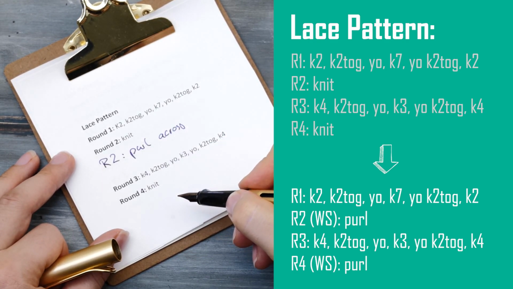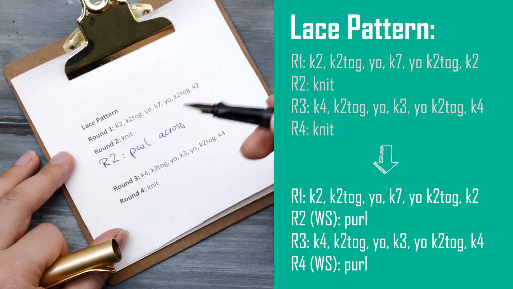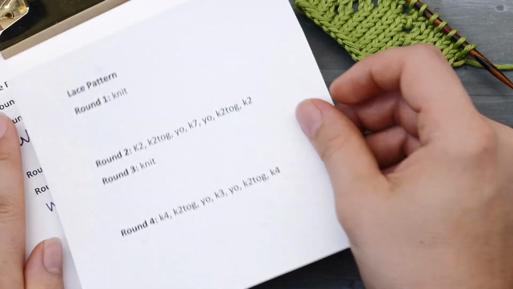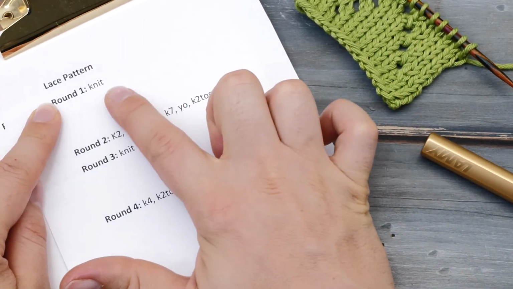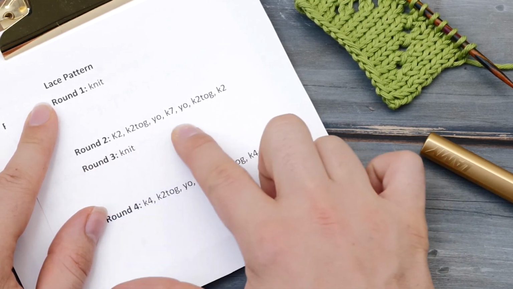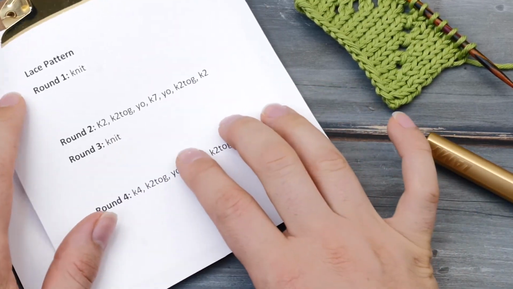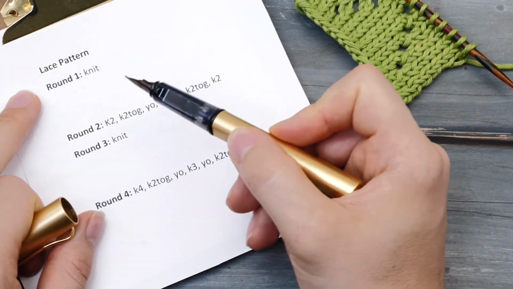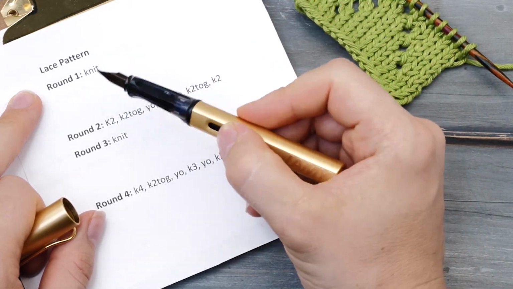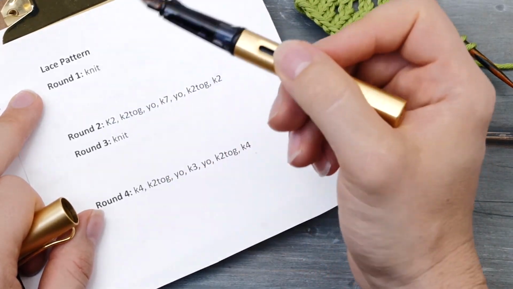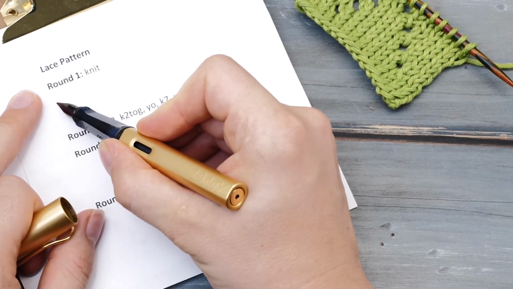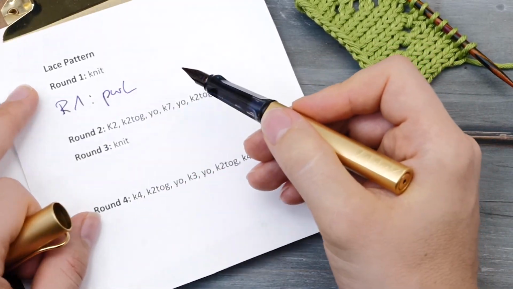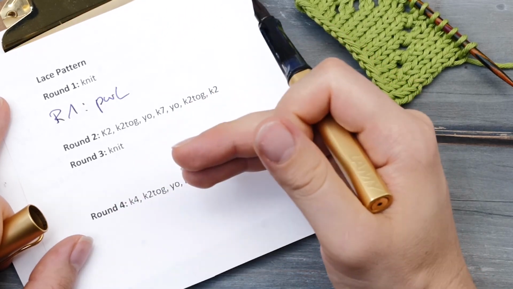And the same with round 4, which would turn into row 4 purl across. But please pay attention, if your pattern looks like this, it starts with a knit round, and then the second round is the more complicated round with a lot of stitches. Well, you can also start your flat knitting on the wrong side. So you start row 1 on the wrong side and you convert round 1 into row 1, purl across, and round 2 stays the same.